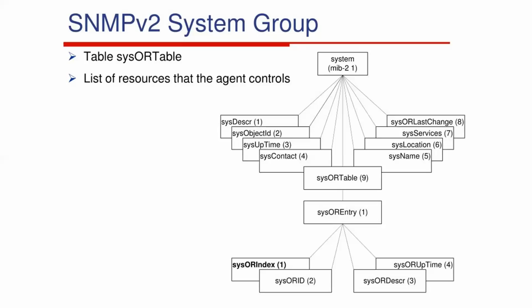That's the main thing we are going to use: the error status field is replaced by non-repeaters, and the error index field is replaced by max repetitions. That's the difference. Then the get bulk request, same thing.